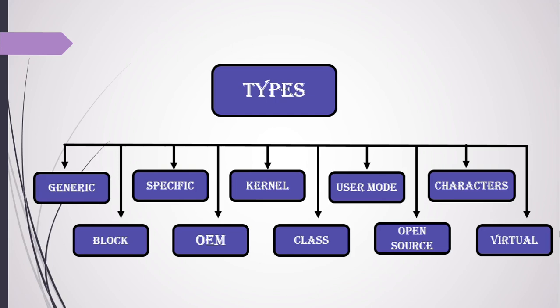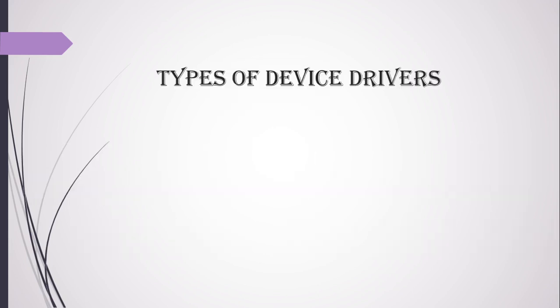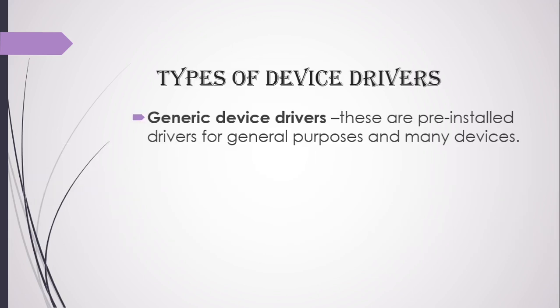Here friends, the device drivers have been categorized into 10 categories, and they are generic, specific, kernel, user mode, character, block, OEM, class, open source and virtual. So we are going to discuss them one by one. So starting with generic device drivers. These are pre-installed drivers for generic purposes and many devices.